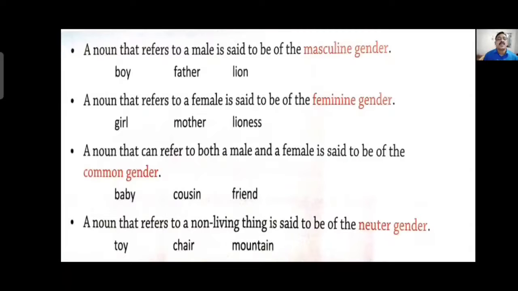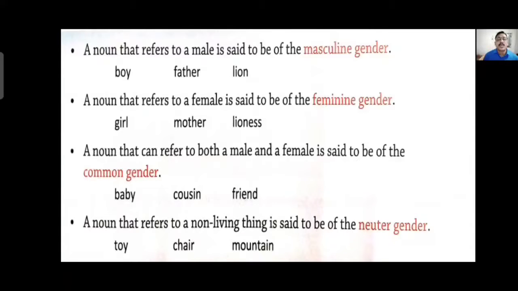Example: boy, father, lion. So these are the three nouns which show they are male. A noun that refers to a female is said to be of feminine gender. Means the noun which shows that the noun belongs to a female. This is called feminine gender. Girl, mother and lioness are the feminine gender nouns.